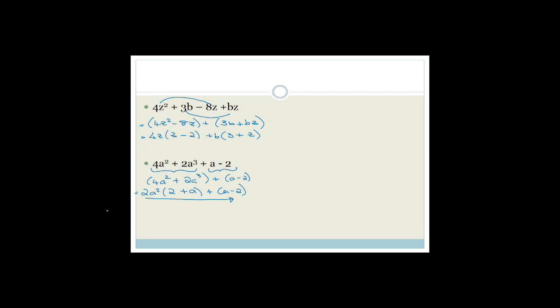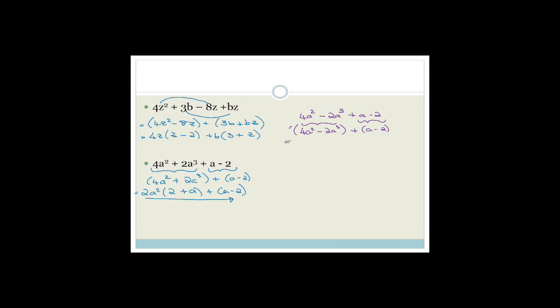Let me just show you what would happen if that was actually a minus. So let's say you had 4a squared minus 2a cubed plus a minus 2. Then do you agree if we use exactly what we did before, we group the first two and the last two? We're left with 4a squared minus 2a cubed, plus a minus 2.